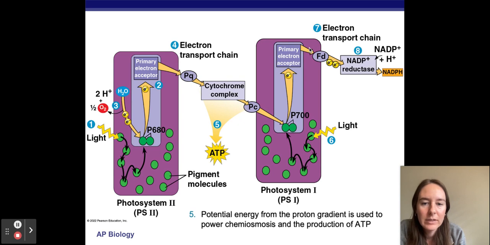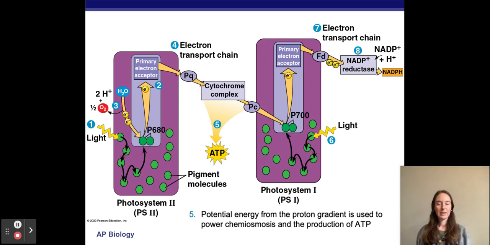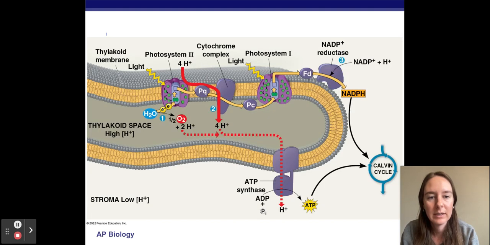Next, if we take a look at where we left off here, the electrons are going to continue to be passed until they reach their final electron acceptor, the last molecule that will be accepting the electrons, which is our enzyme called NADP plus reductase.